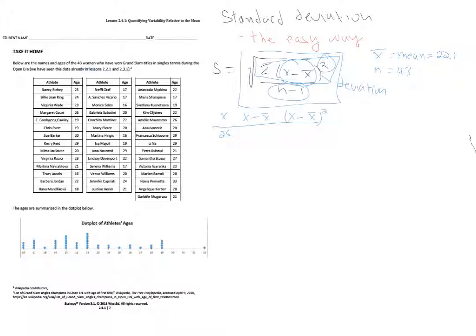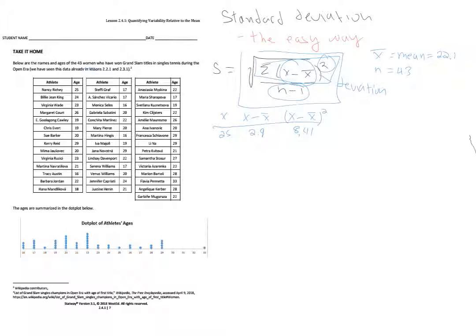First we have 25. The next column would be 25 minus 22.1. If we put that in a calculator, 25 minus 22.1, we get 2.9. Then we have 2.9 squared, which is 8.41. So we've finished the first row, and let's do the next row too.